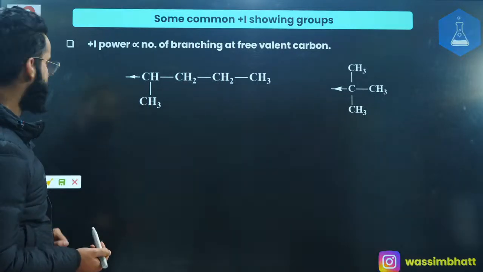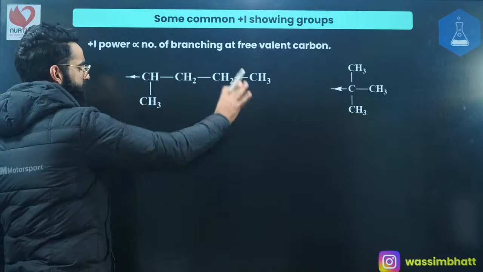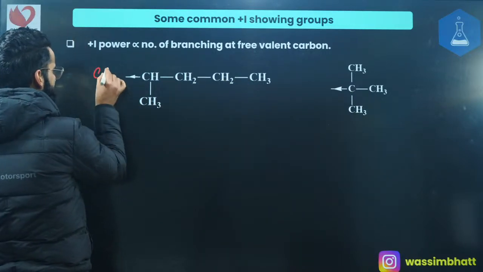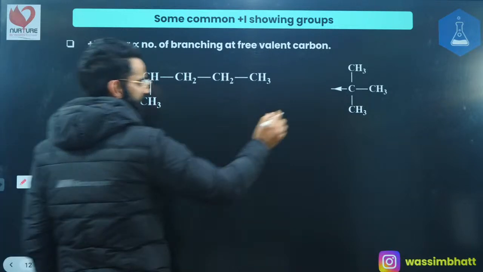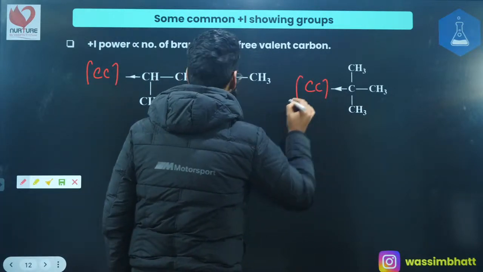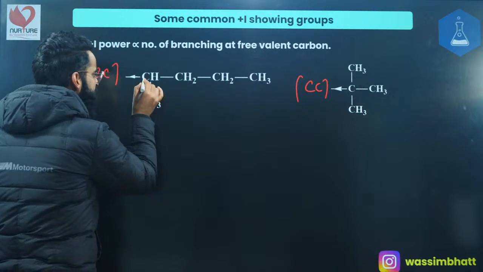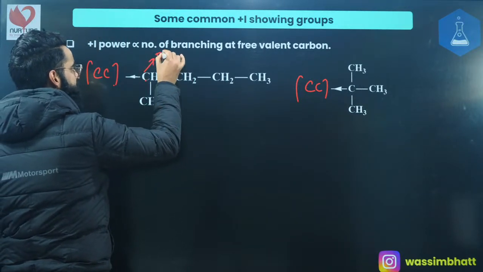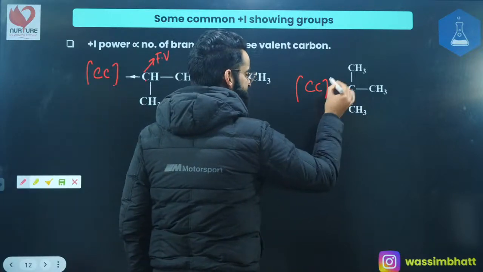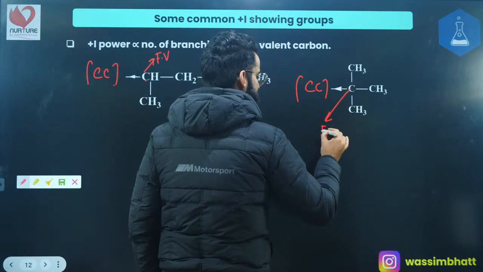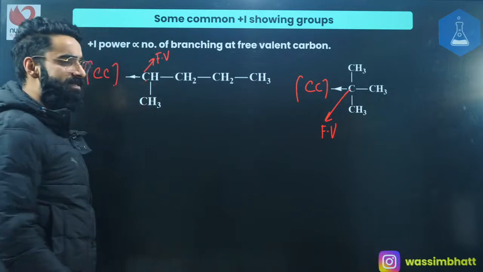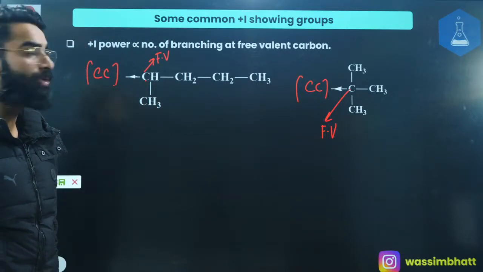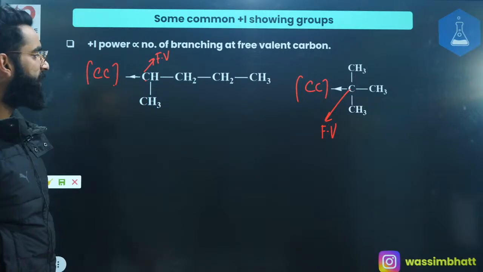Right, have a look. These are the two groups which I've taken. Let's say this group is attached with the carbon chain. This is the carbon chain which I'm representing. Even this group is attached with the carbon chain, correct? That particular carbon which is attached with the carbon chain is called the free valent carbon. So this is a free valent carbon. This carbon is attached to the carbon chain, so this is again a free valent carbon. Plus I power is directly proportional to the branching at the free valent carbon.